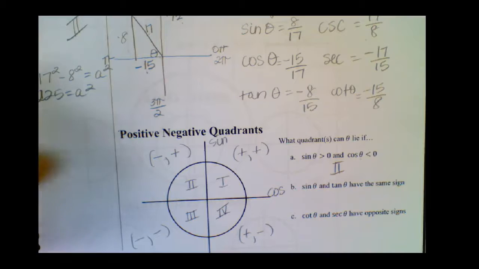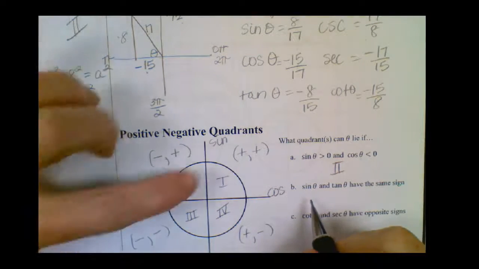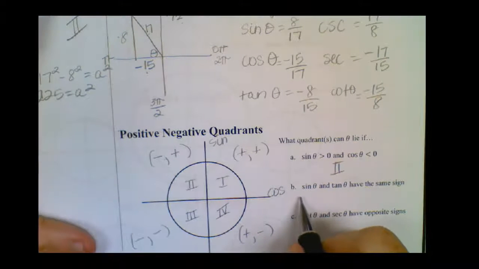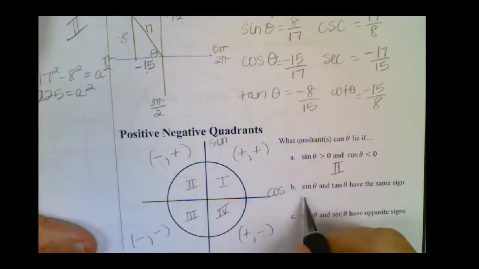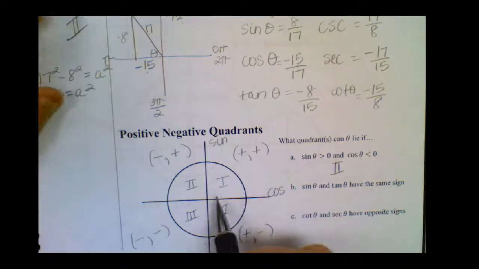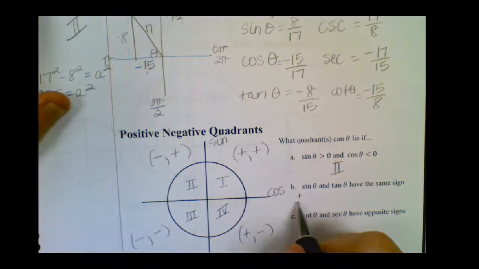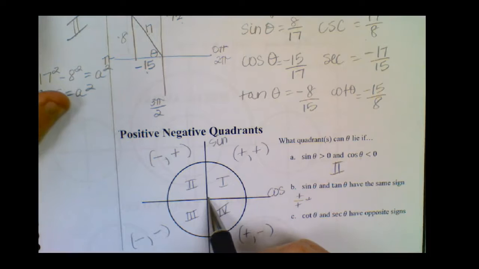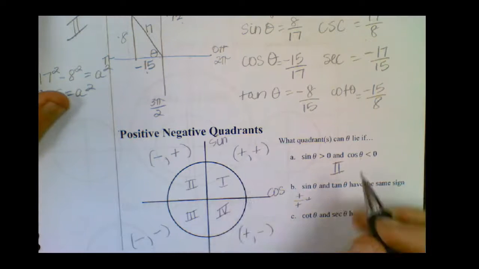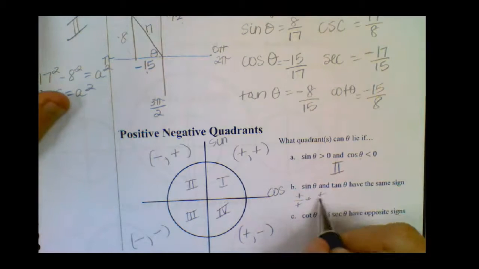If sine theta and tangent theta have the same sign. So let's think about where that happens. Here, I know the hypotenuse is always going to be positive no matter what. So sine theta in the first quadrant would be positive because I would have a positive divided by my hypotenuse, which is always positive. And then tangent would be positive, it would be my opposite over my adjacent, which are both positive.